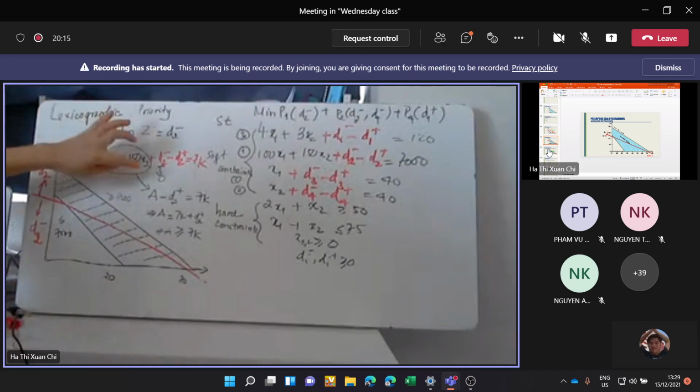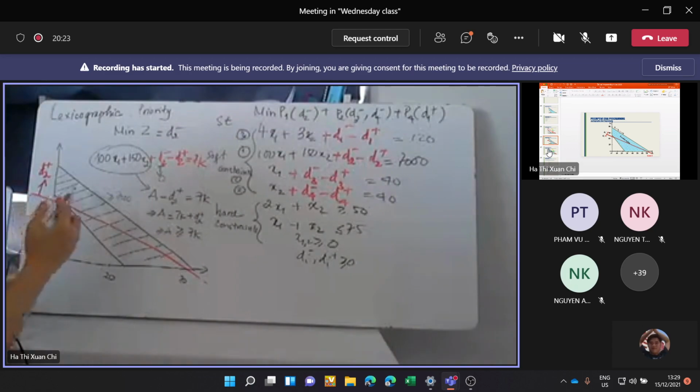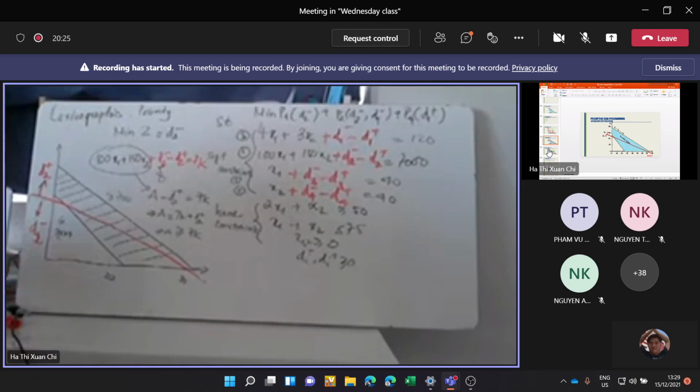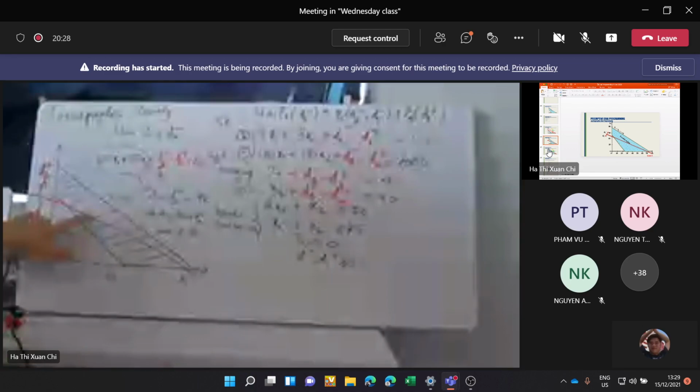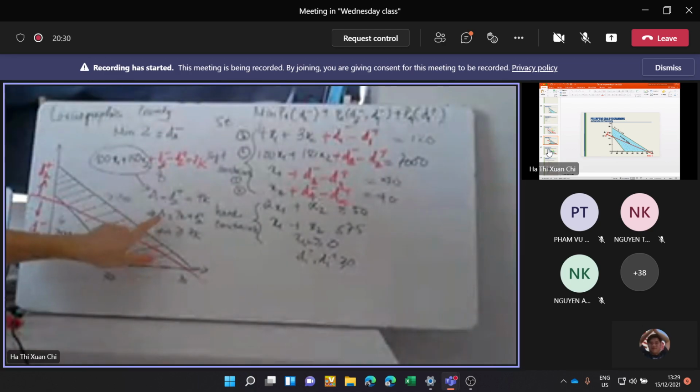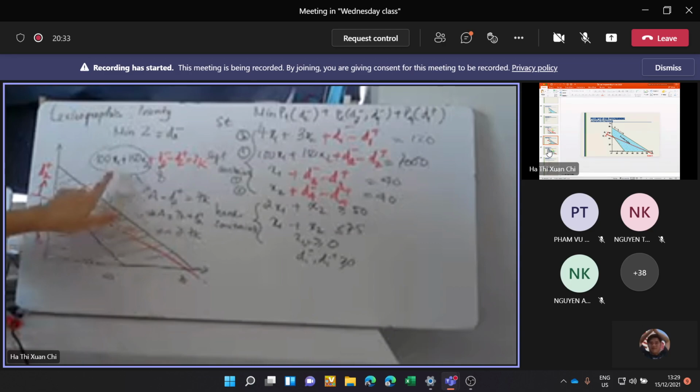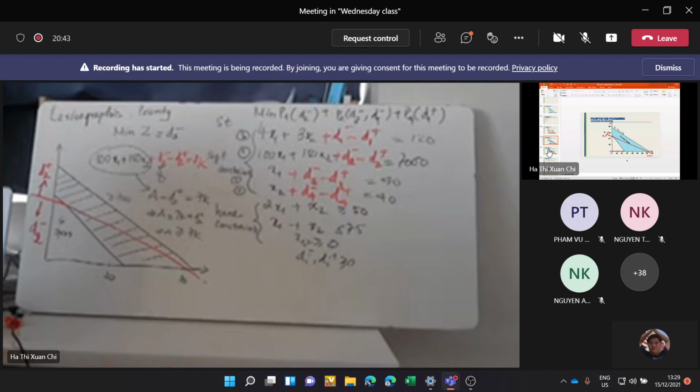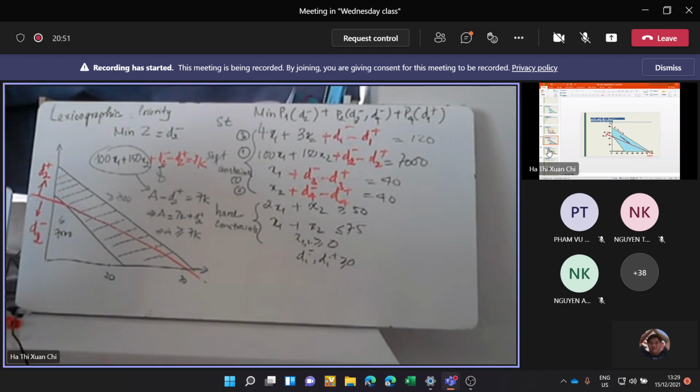So that's why we set D2 minus equal to 0. D2 minus equal to 0. So this line will be here, right? This side. Any question for me, everyone? Any question?